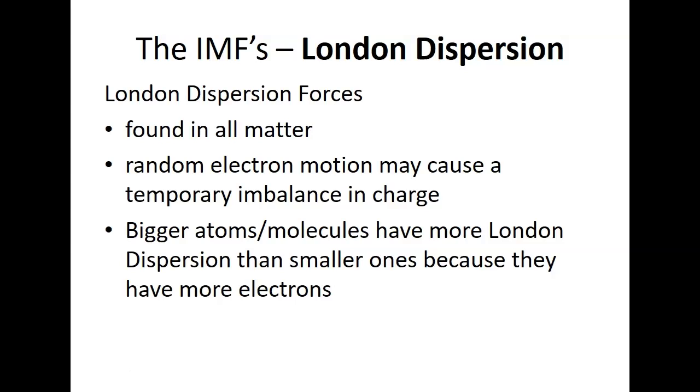London dispersion is the last force. It's a force that just naturally exists between all matter. Random electron motion may cause a temporary imbalance in the charge, and for a brief moment, the atoms act as if they were polar for like half a second, if all the electrons are just magically found on the left side, for example, of a molecule, and then they go back to normal. But they induce the same behavior in molecules close to them. Basically, bigger atoms or molecules have more London dispersion than smaller ones because they have more electrons.